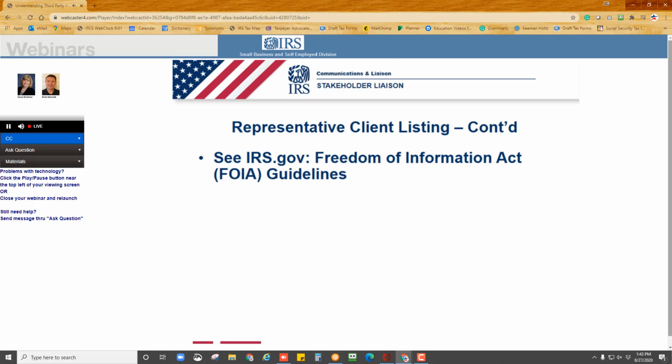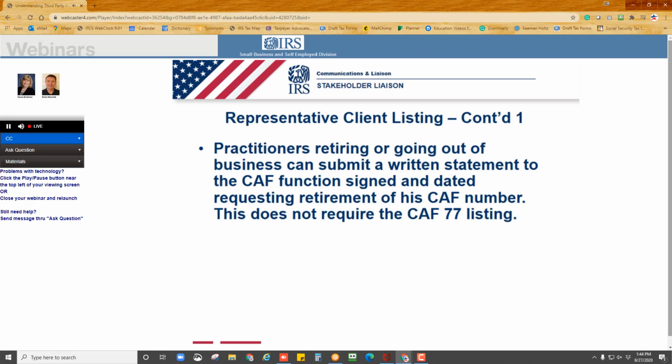So we have a page on irs.gov with information about FOIA and how to request the CAF 77 listing. And that resource is also on your resource document too. That page on irs.gov is great. It tells you exactly what to do for a FOIA request to get a CAF 77 listing. And once we receive your request, it takes us about 4 to 6 weeks to process it and send that list back to you. So again, this CAF 77 listing is helpful if you need to verify all the current authorizations that you have on file with the IRS, and maybe you need to determine clients that you no longer represent and you want to withdraw your authorization for them.